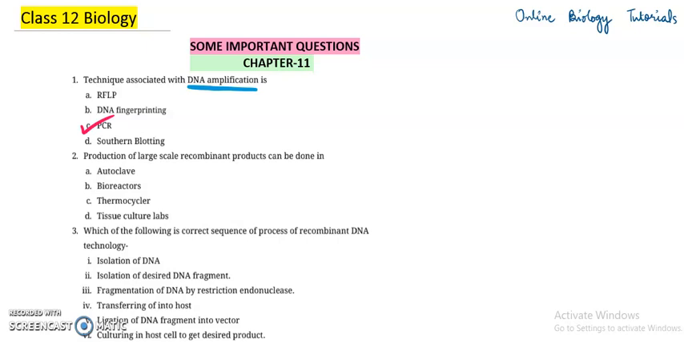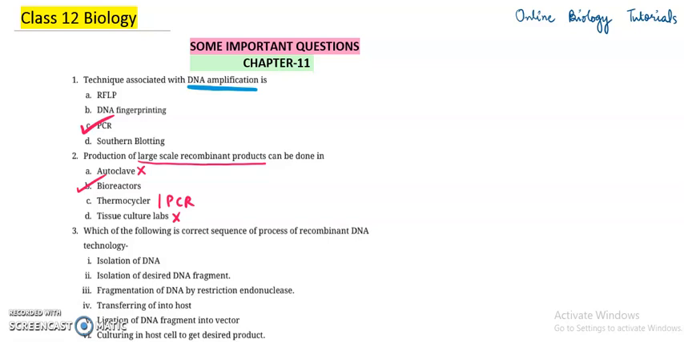Production of large scale recombinant products can be done by autoclave. This is wrong because autoclave is used for sterilization. Tissue culture labs will not be the answer. Thermocycler is another word for PCR, but here they are asking for large scale recombinant products, so the answer will be bioreactor. So if a question comes on bioreactor, then you can write that the production of large scale recombinant products is done in the bioreactor, because this is a good key sentence.